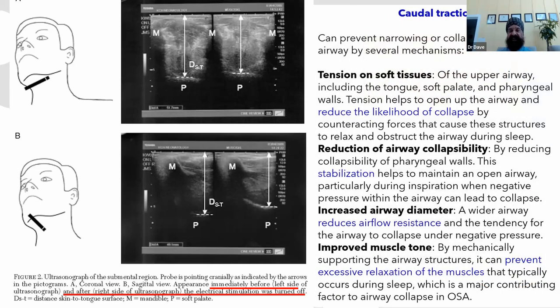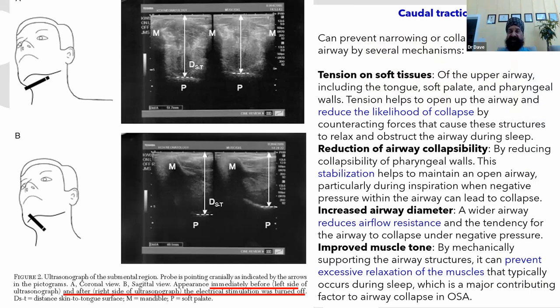And so the idea is that caudal traction is going to put tension on the pharyngeal tissues and reduce the likelihood of collapse. It's going to include the tongue, the soft palate, the pharyngeal walls, and it's going to reduce the airway collapsibility. So it's going to stabilize the airway.